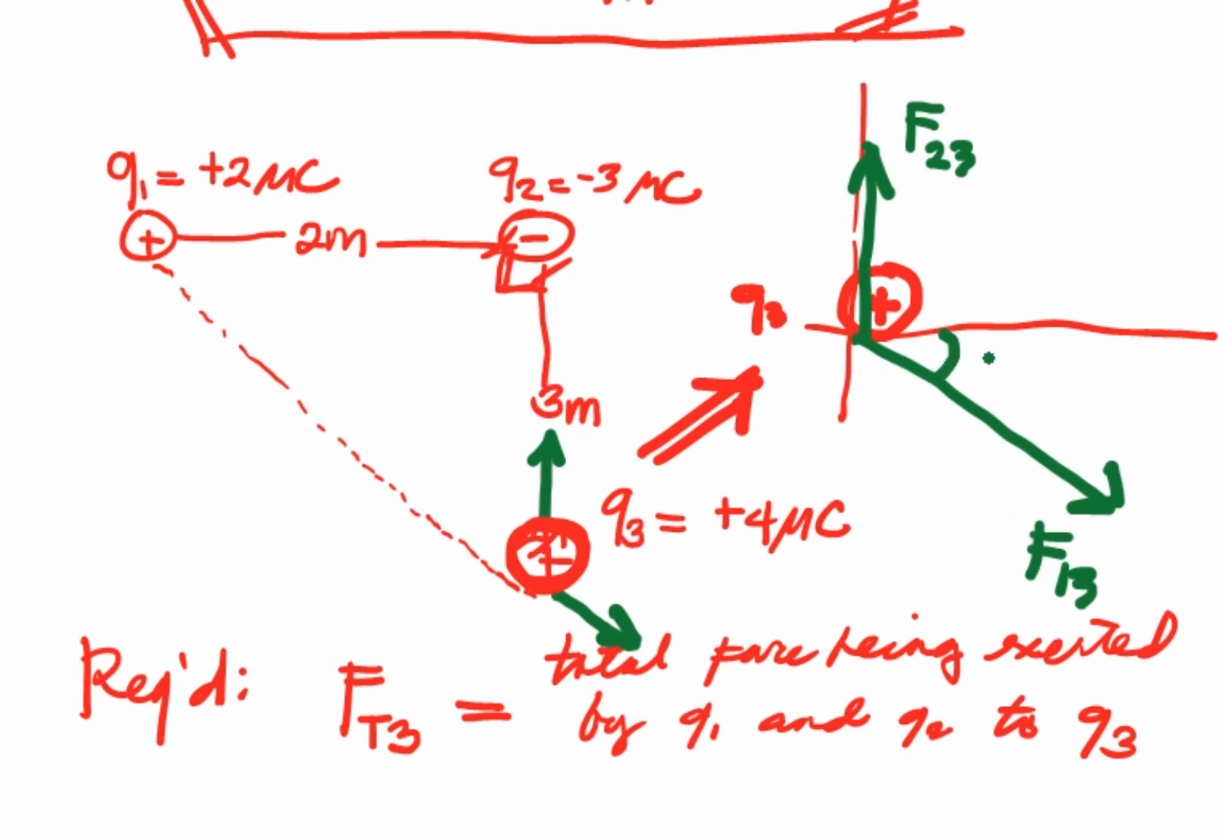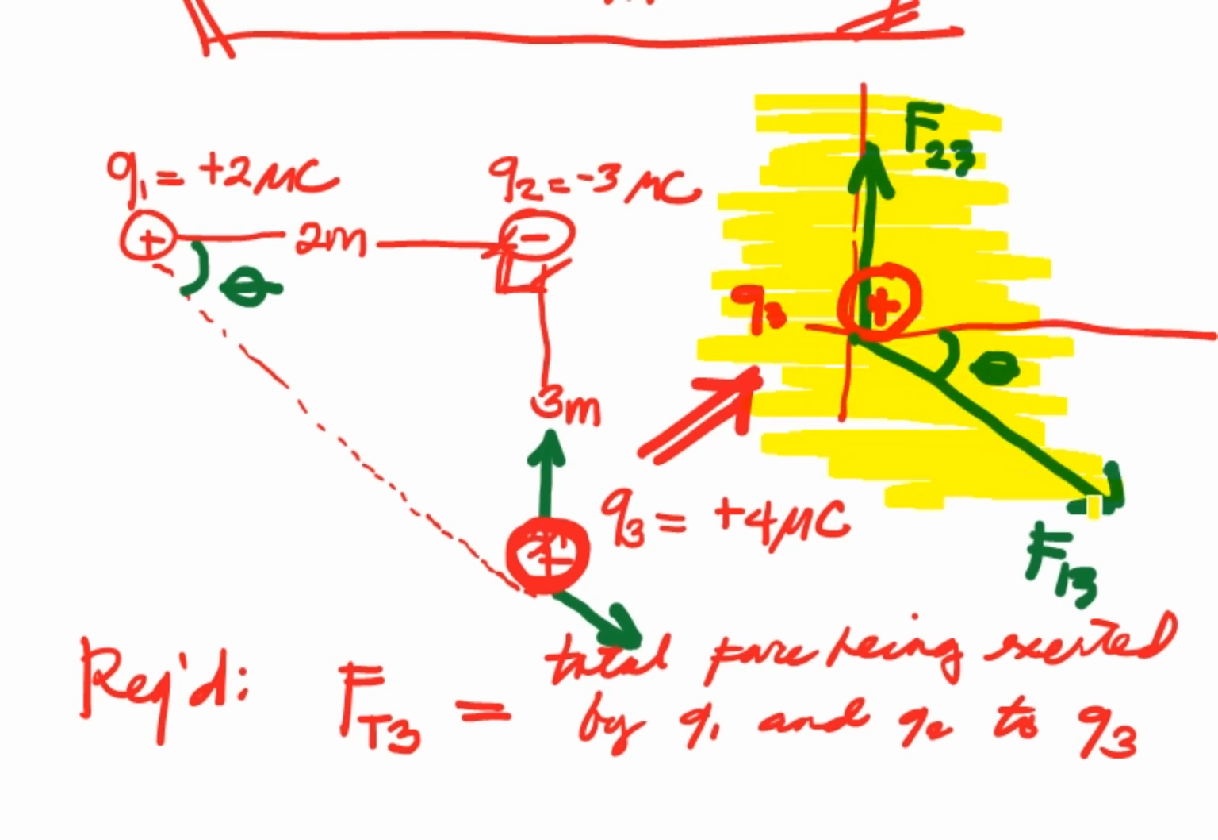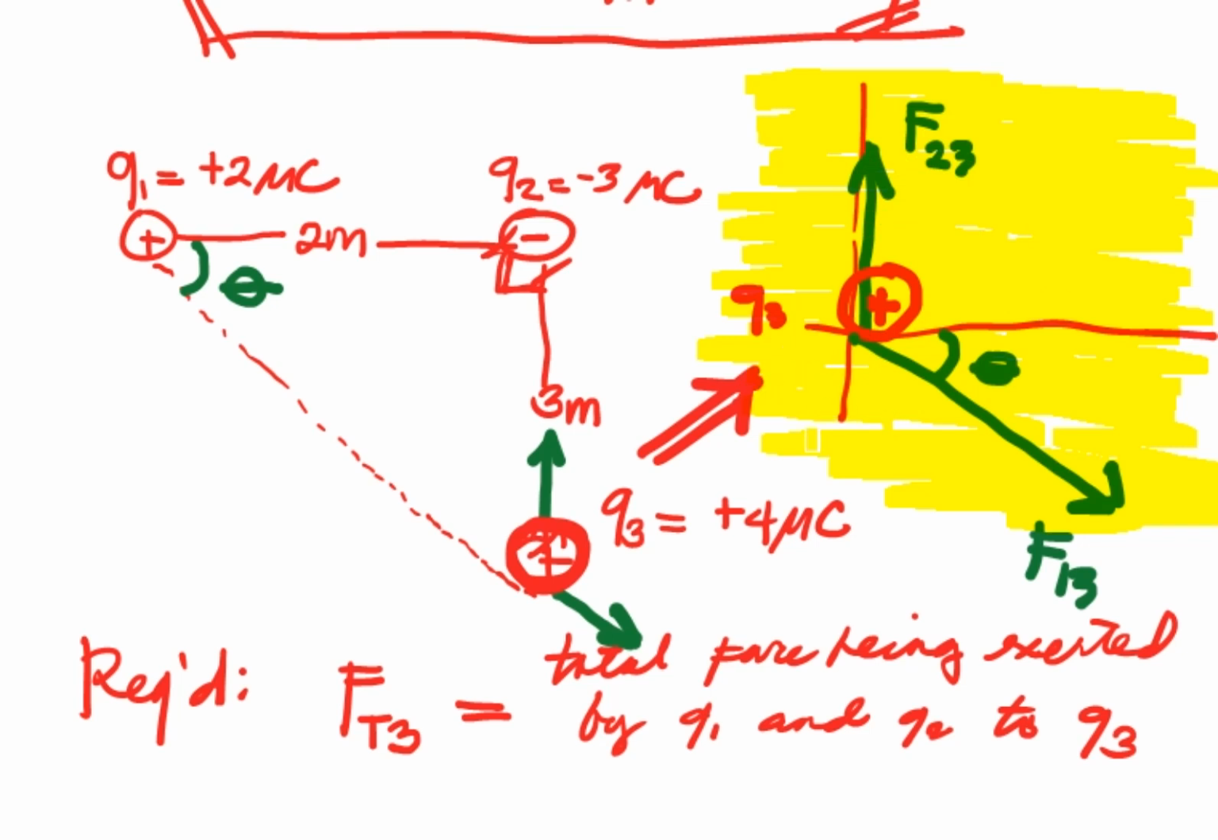Now this angle, let's say this is theta, is also equal to this angle. Later on we will find that angle. So this is now the free body diagram. We will try to analyze the forces acting on charge number 3. Okay, so this is the free body diagram for the force acting on Q3 because of charge Q1 and Q2.